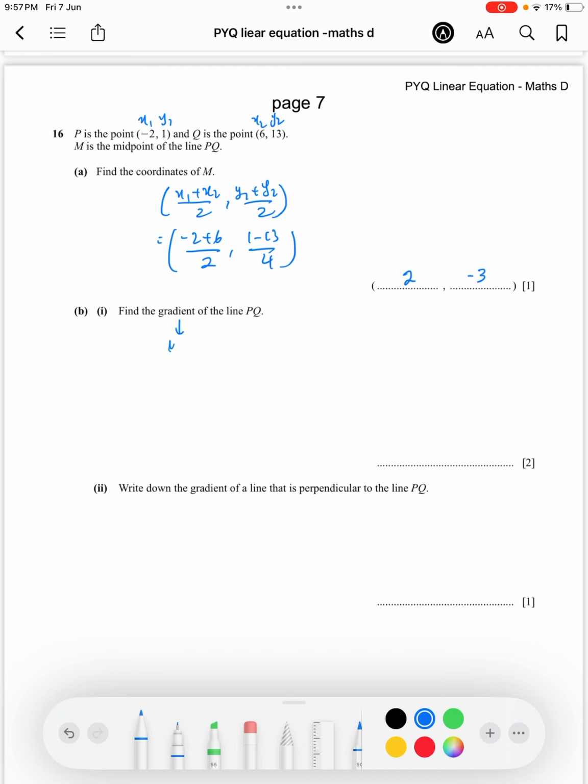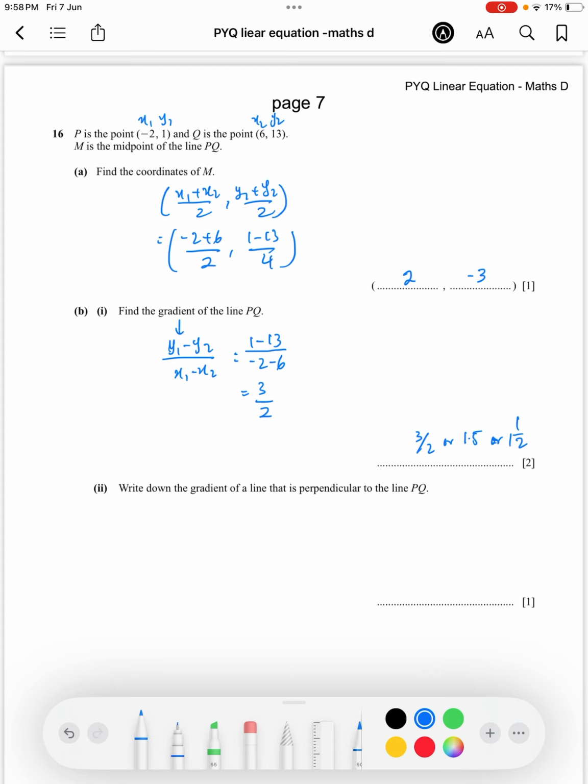Formula for gradient: (y1 minus y2) over (x1 minus x2), difference of y over difference of x. Again, substitute the numbers correctly, so the label is still the same. And that equals, simplified, 3 over 2 or 1.5. Okay, either one you can put, it's correct, or 1 and 1/2, it's fine.